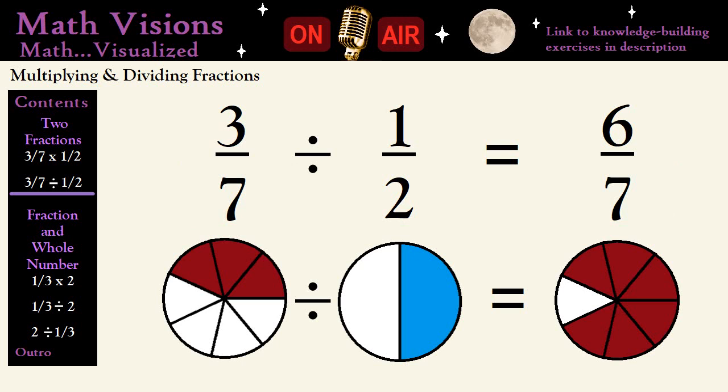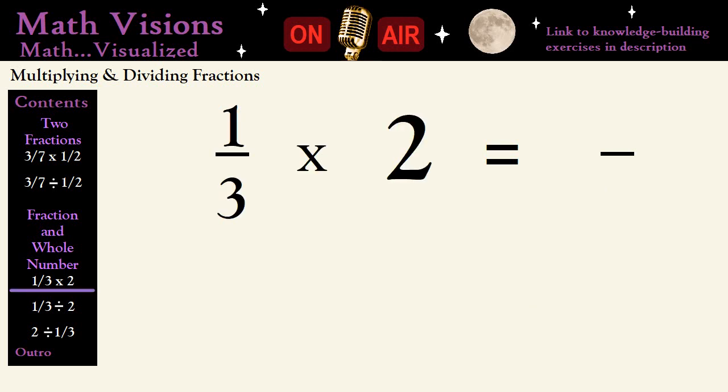Therefore, dividing a number by a proper fraction gives us an answer greater than the divisor or dividend, the numbers being manipulated in division. But what if a whole number is involved? For instance, 1/3 times 2.